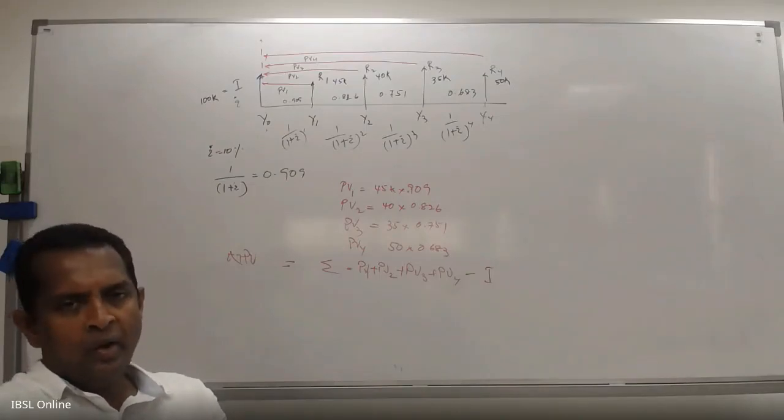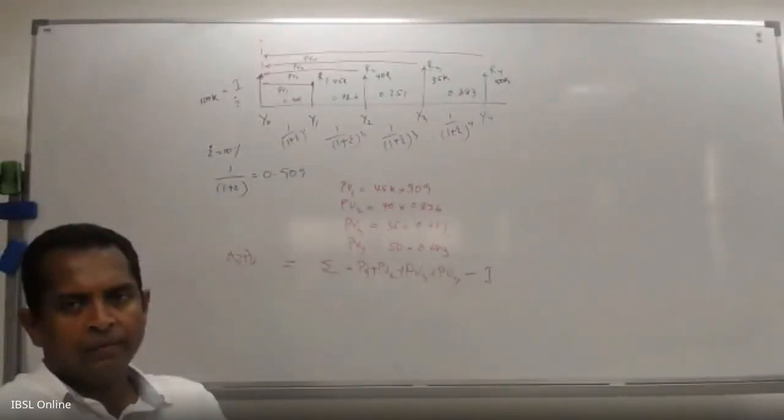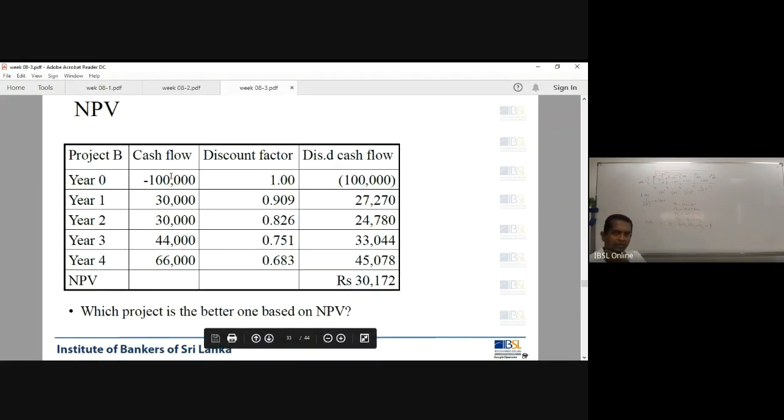The 100,000 you don't discount. 45 into this, then it will become 40,900. Then 40.8, 33, 35.7, so it is 26, and 50 into this is 34. So when you add all these things, 1, 2, 3, 4, plus this one is negative, you have 34,380.